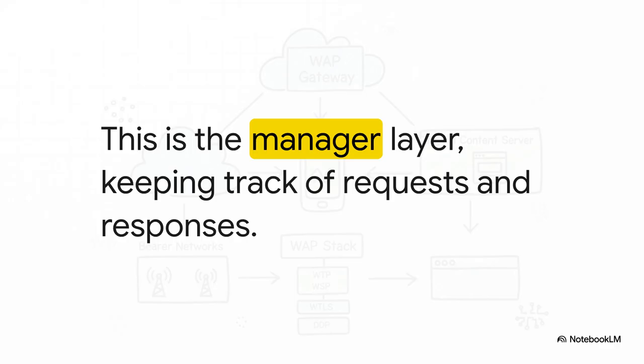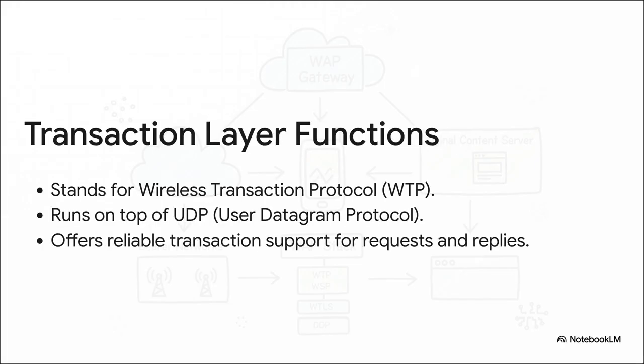Okay, next up is layer 3. This is the manager, the layer that keeps track of all the back and forth between your phone and the server. This layer, the Wireless Transaction Protocol, or WTP, is all about reliability. It's the part of the stack that makes sure that when your phone asks for something, it actually gets a reply back. It keeps the whole conversation neat and tidy, organizing it into these clean request and reply transactions, so data doesn't just get lost in the ether.